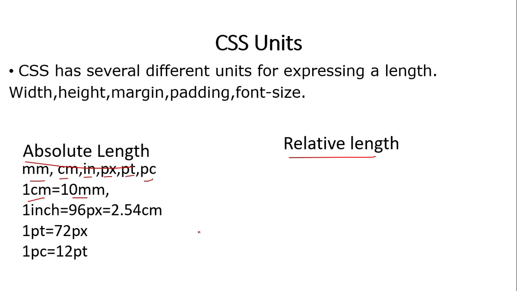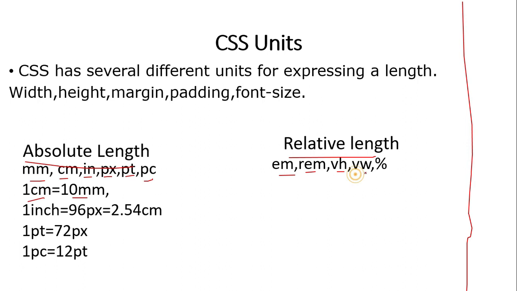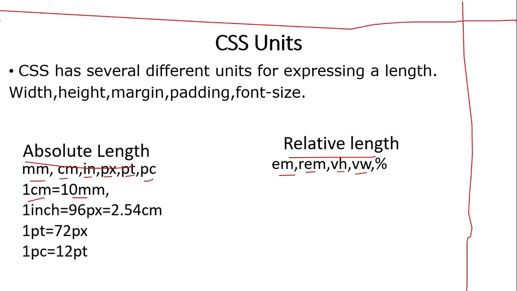And if you see the relative length here, one is the em, and em totally depends upon the font size of the parent element, and another one is the rem. It totally depends upon the font size of the root element, and another one is the vh. This is the viewport height. You can see here, this is the red line, this is our viewport height. And vw is the viewport width, and this is our viewport width. Only the screen that you see in the browser.